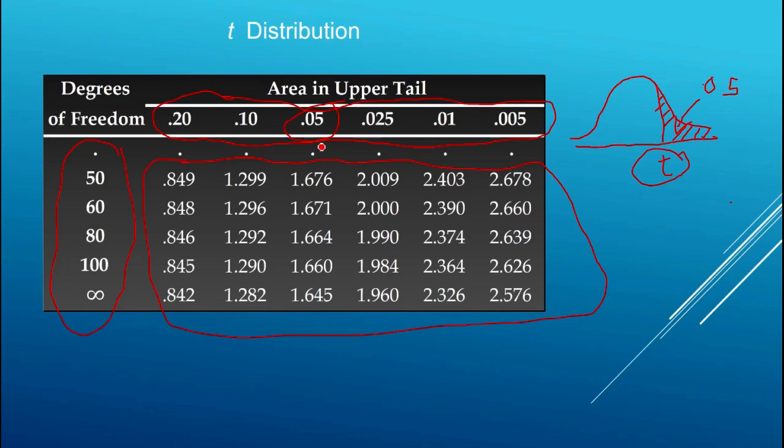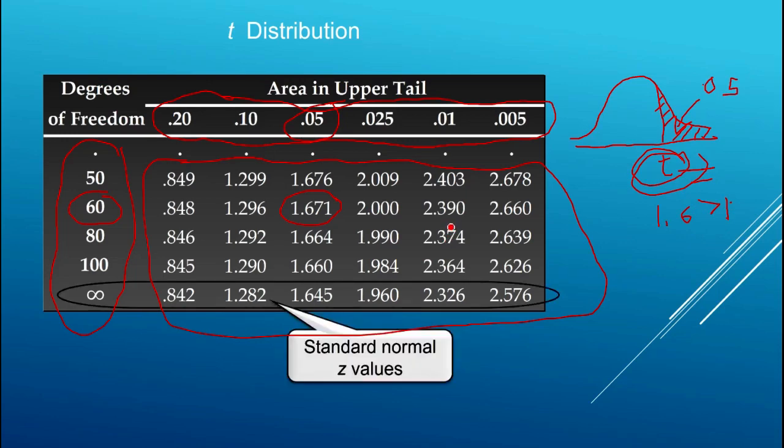And I would also need to know the degrees of freedom. Let's say the degrees of freedom were equal to 60. Then I would look in the table and I would determine that the right value of t is 1.671. So t here would be equal to 1.671. And that's how you use the table. It's a little bit different.